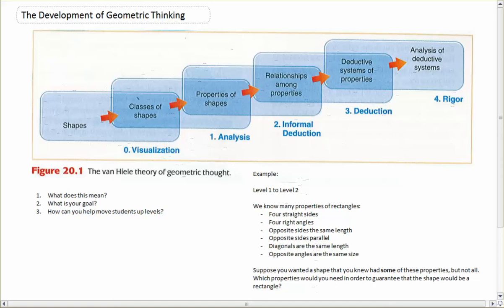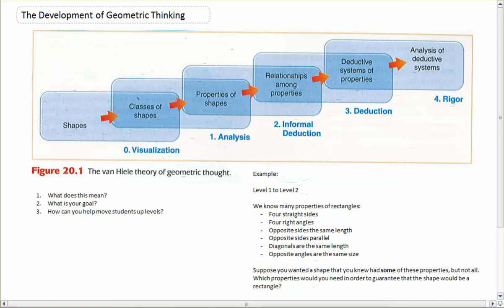So what's your goal as a teacher? You're going to have kids down here at this level 0, and your goal is to move them up the levels. Mainly by the end of elementary school, we want all kids working pretty well at level 2, even starting to look at level 3 type thinking from time to time. So how do we do that? How do we help students move up levels?